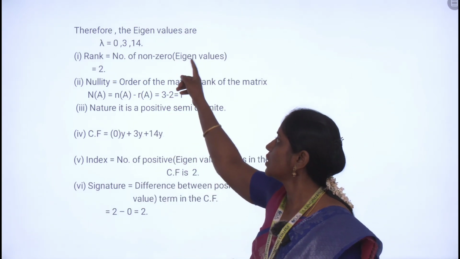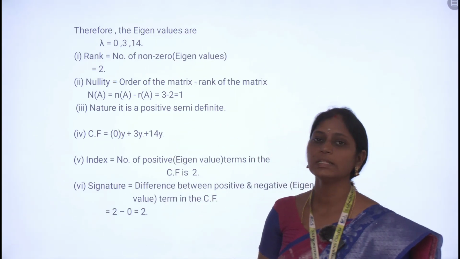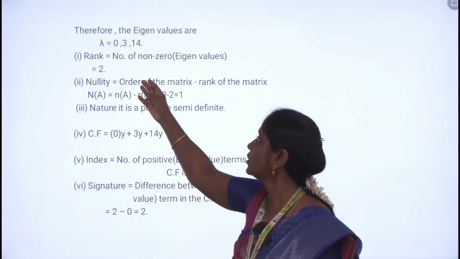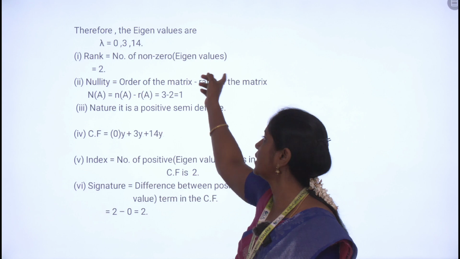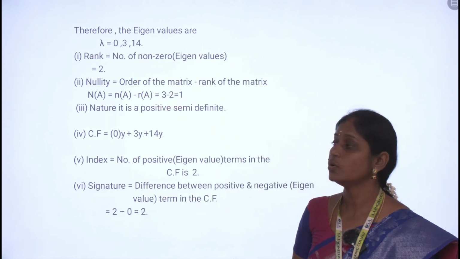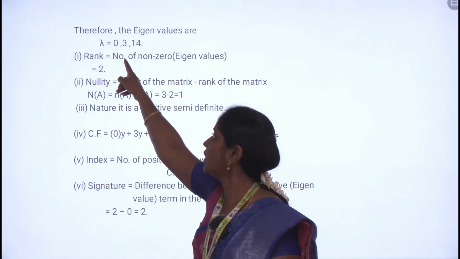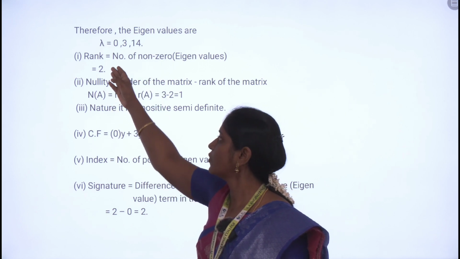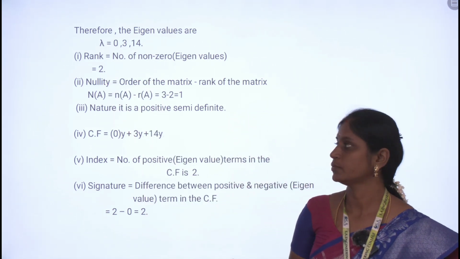Therefore, the eigenvalues are lambda equal to 0, 3, 14. The rank, we know that rank equal to number of non-zero eigenvalues. Here that is equal to 2 because one of the eigenvalues is 0. Here 3 and 14 are positive values. Therefore rank equal to 2.